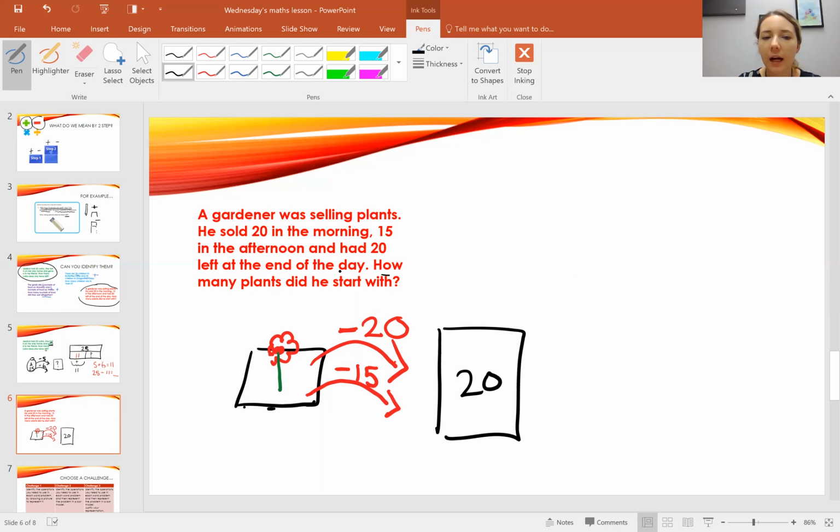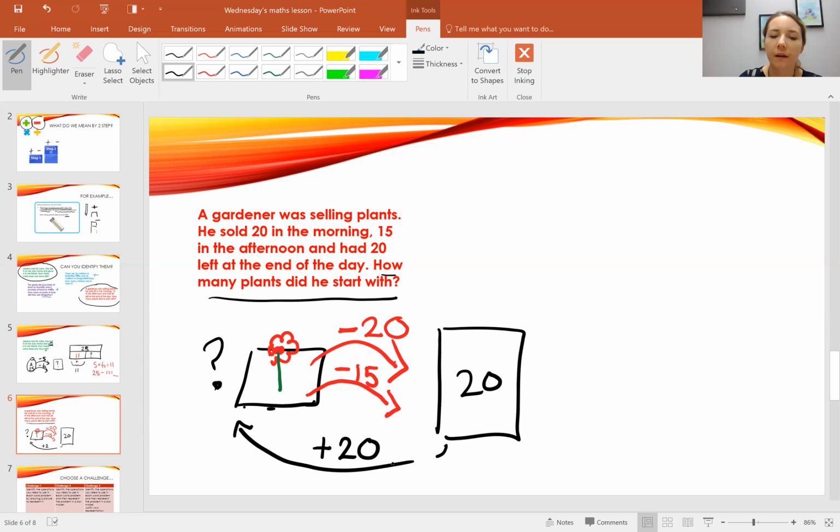We want to know how many plants did he start with? So the question mark is here at the beginning. So now you can see we've got a missing number problem. Question mark, take away 20, take away 15 equals 20. So we know that we've got to use the inverse to find that out. We've got to reverse this bit. So we need to add 20 and add 15.